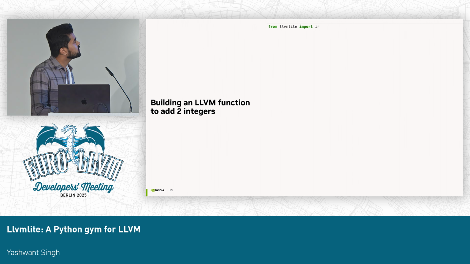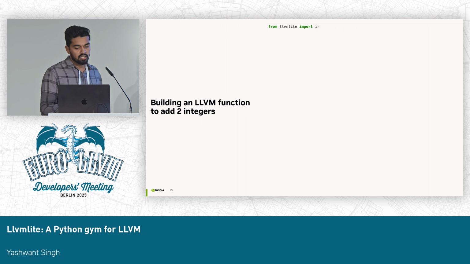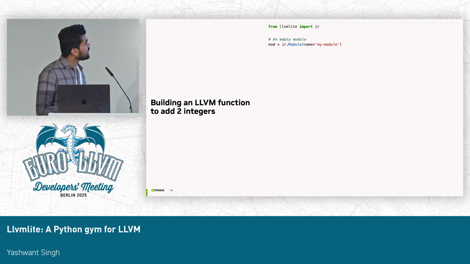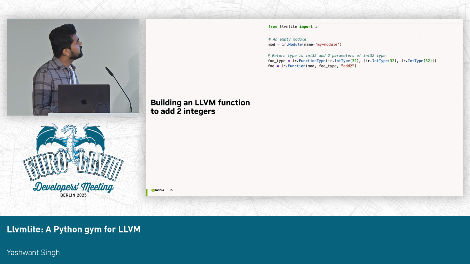First things first, we'll import the IR layer of LLVMlite. It contains all the APIs for building the LLVM IR. We'll create an empty module, name it my module, and then define the function. In the first line, I define the function type. The first parameter is the return type, which is an integer of type 32. Then I have a list of parameters, which are the function arguments, again two parameters of type 32. And I have added this function foo to the module mod, and I have named this function add2.